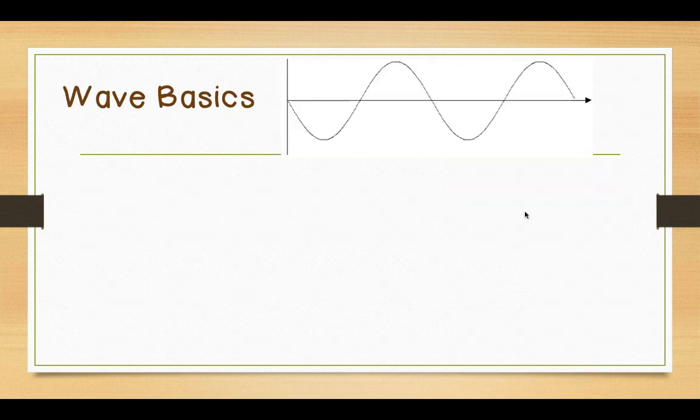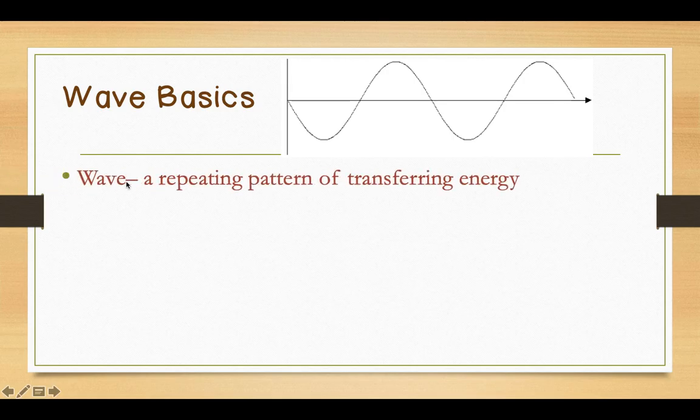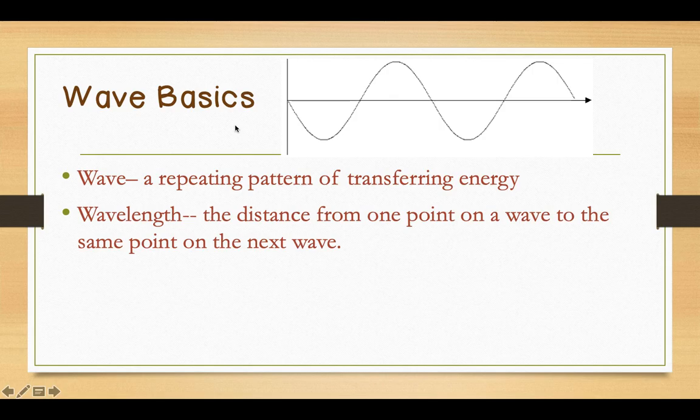So since waves are really how we know about space, we have to have some agreement on some stuff about waves. I would even recommend you draw a wave kind of like this in your notes. So here's the basics about waves. A wave is a repeating pattern of transferring energy. So energy is going from here up and down to some other point. So energy is being transferred. It's some type of pattern and it repeats itself. That's what we think of as a wave in science. So then wavelength is the distance from one point on a wave to the same point on the next wave.